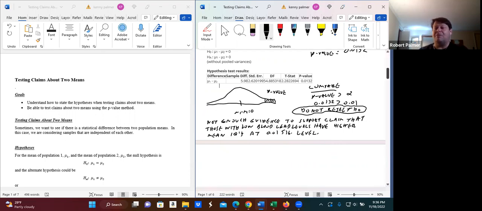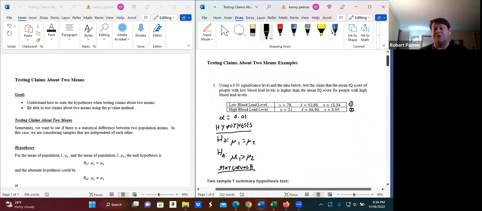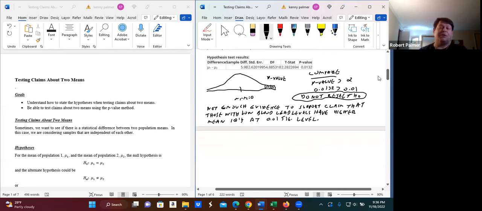So it doesn't mean the claim isn't true. It just simply means that, based on this test, with these samples and this significance level, we cannot reject the null hypothesis, so we can't support the claim. Okay, let's take a look at example number 2.